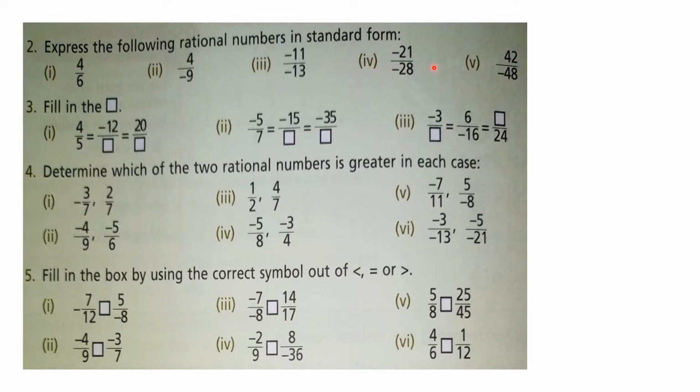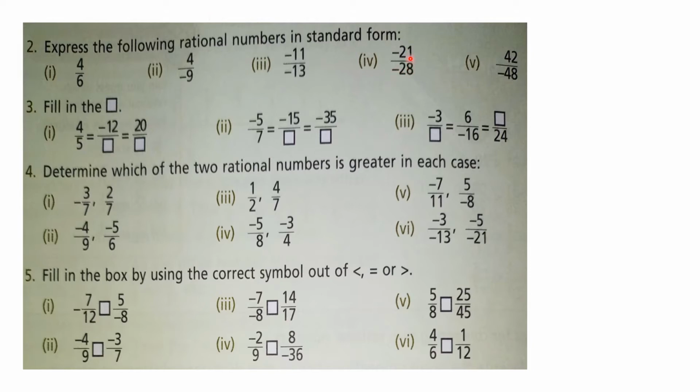I'm going to do the 4th and 5th parts, and these 3 parts you have to do by yourself. Okay, the fourth part is minus 21 by minus 28. First we have to remove this minus sign from the denominator, and then we have to convert this into lowest form. Is this lowest form? No, this is not. Is there any number that can divide both these numbers?